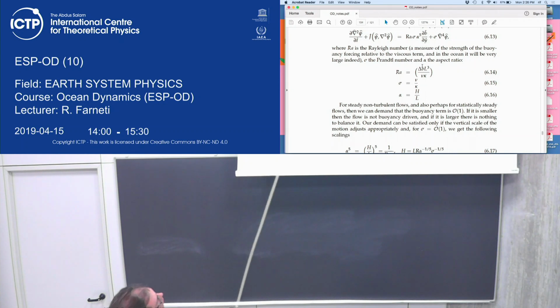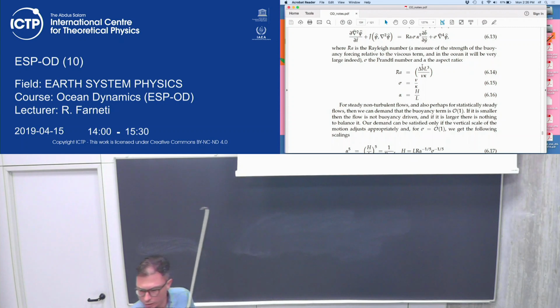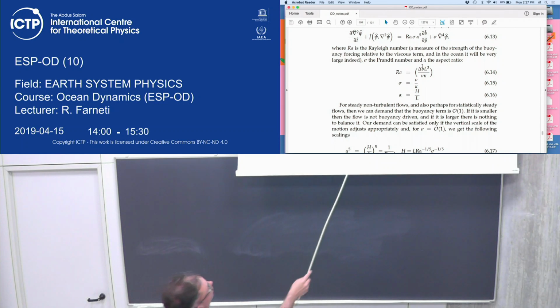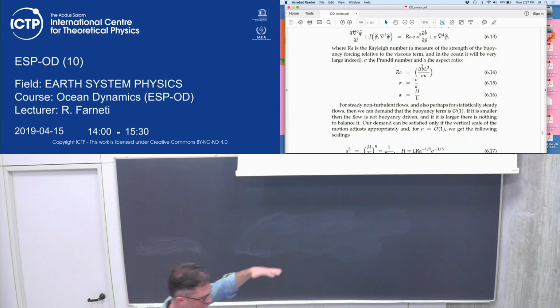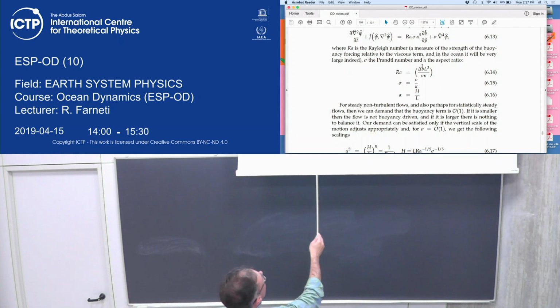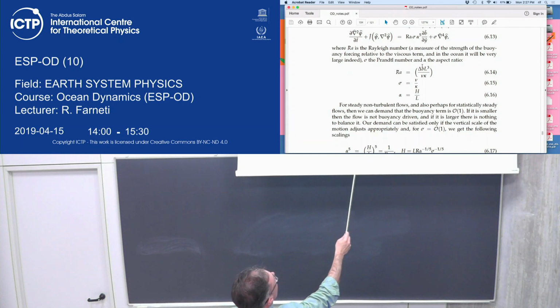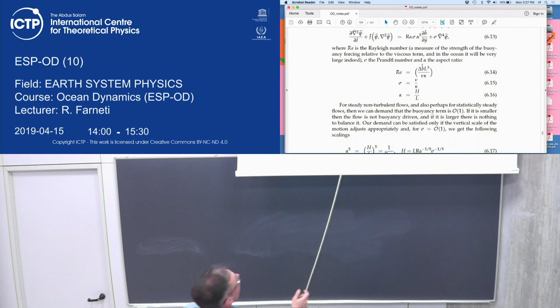Sigma is the Prandtl number. Did you look at the Prandtl number in fluid dynamics? Yes? So sigma is the Prandtl number, nu over kappa. And alpha is the aspect ratio of the box, h over L, where h is the height of the box and L is the length of the box. After rearranging, your non-dimensional momentum equation looks like this, and these three parameters appear: the Rayleigh number, the Prandtl number, and an aspect ratio for the box.